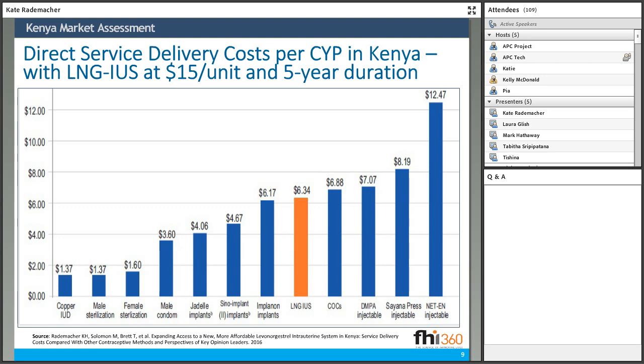And in this calculation, we assumed that the Medicines360 LNG IUS, which is currently under review for registration in Kenya, would be registered and available for approximately $15 per unit. You can see here that the LNG IUS compares favorably to other methods on a cost per CYP basis.